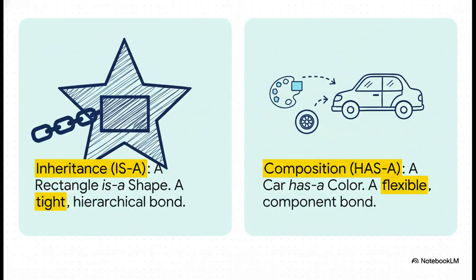The core difference really boils down to two simple phrases. Inheritance creates an is-a relationship. For example, a rectangle is a shape. This creates a tight hierarchical bond. But composition creates a has-a relationship. A car has a color. See how much more flexible that is? You can easily change the car's color without changing the car itself. You're just composing it from different parts.